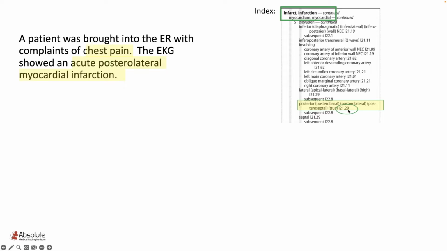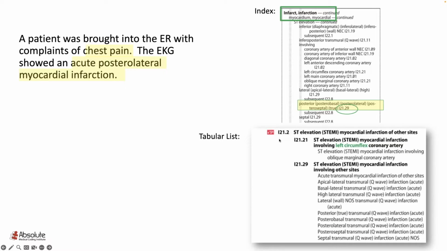That's our code. Let's go verify it. In the tabular list, let's just start at the I21.2 subcategory just to read it. This is STEMI, myocardial infarction of other sites.